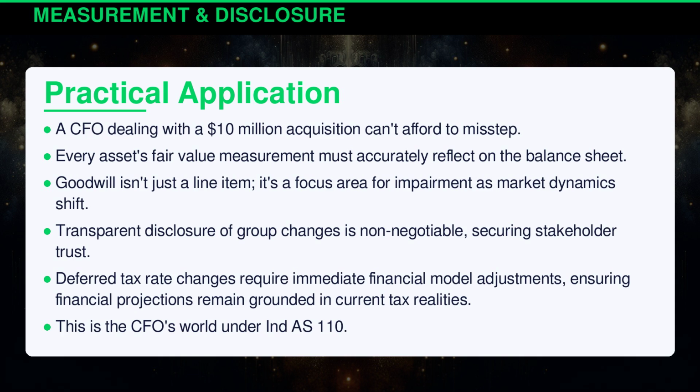A CFO dealing with a $10 million acquisition can't afford to misstep. Every asset's fair value measurement must accurately reflect on the balance sheet. Goodwill isn't just a line item, it's a focus area for impairment as market dynamics shift. Transparent disclosure of group changes is non-negotiable, securing stakeholder trust. Deferred tax rate changes require immediate financial model adjustments, ensuring financial projections remain grounded in current tax realities. This is the CFO's world under Indian Accounting Standard 110.